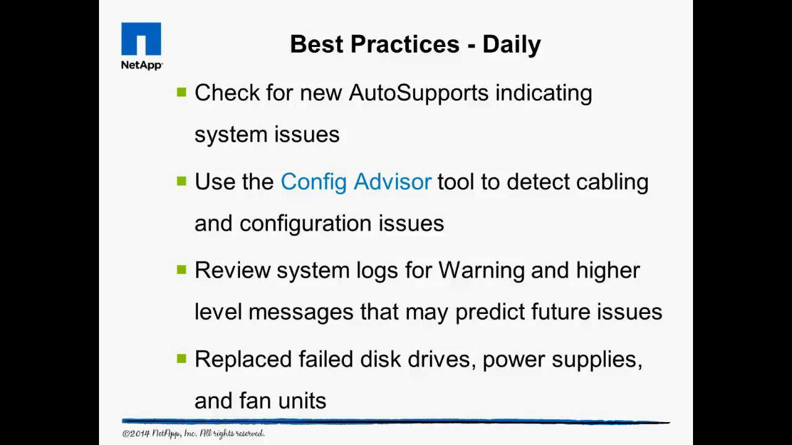Daily best practices. Chances are, if the system is unhealthy, it sent out an AutoSupport email. This is the first thing you should check for each morning. A storage system that can't access its disk can't serve data, and a leading cause of issues is a fault in the cabling components. The Config Advisor tool only takes a couple minutes to run, so it can be used on a daily basis. On 7-mode systems, check the /etc/messages system log for any warning level and higher messages for indications of potential issues. The event management system in clustered Data ONTAP consolidates the messages from every node into a single repository. If a component has failed, replace it as soon as possible to prevent a potential cascade of failures causing a system outage.